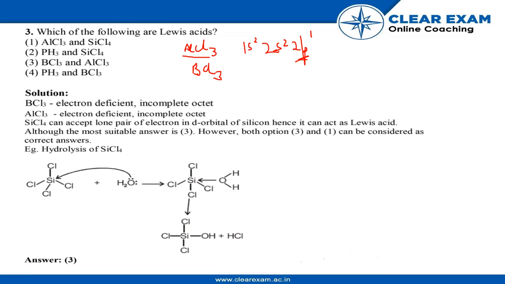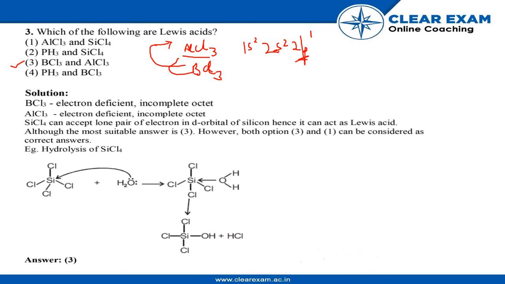Similarly, we can say that BCl3, because B is also in the same group as Al, so B is also electron deficient. So BCl3 is also a Lewis acid. So these two are Lewis acid. Hence the option C is correct. That is 3 is correct.